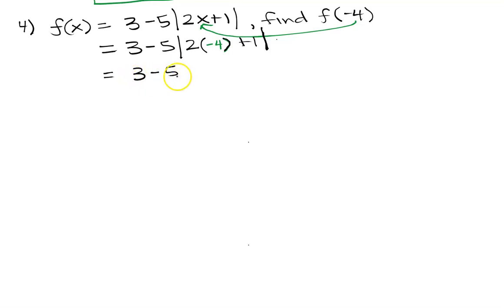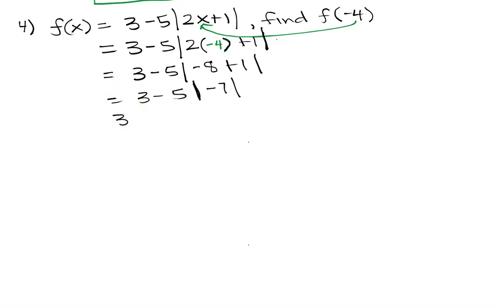And this is where most people made a mistake, as they were trying to do 3 minus 5 first, but we can't start off doing our subtraction. We've got other things here that we need to do first. So 2 times negative 4 is going to be negative 8 plus 1. And then negative 8 plus 1 is negative 7. So the absolute value of negative 7 is positive 7.